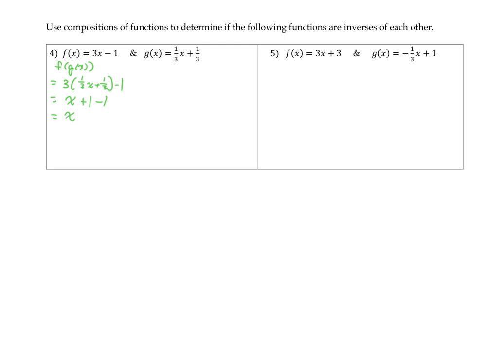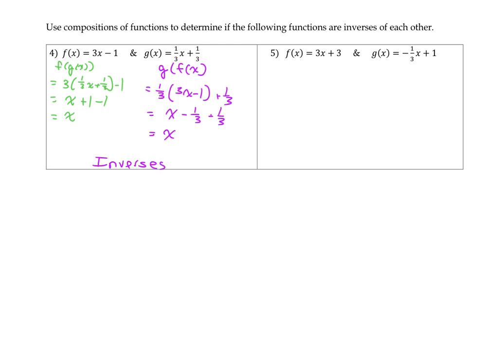So that tells me so far that way I have a function because my net result needs to be just x. Now this one is going to be g of f of x. So this time I'm going to start with my g function in place of the x. Put in my f function. Distribute, and 1/3 times 3x is 1x. 1/3 times negative 1 is negative 1/3 plus 1/3, and this net result is x. And now I can say they are inverses of each other.